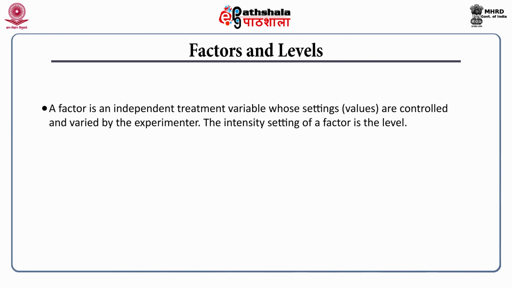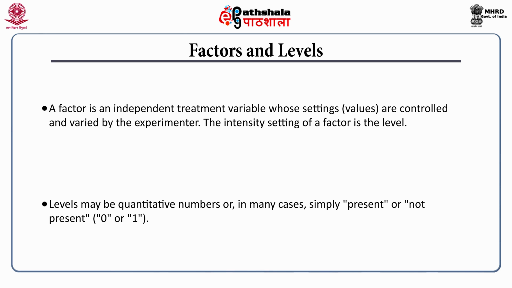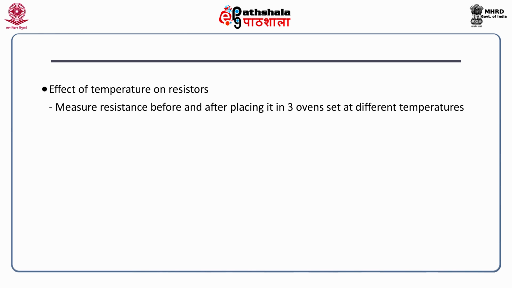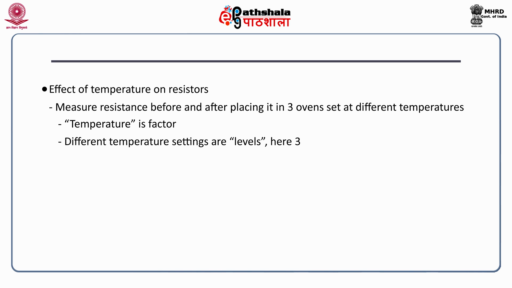A factor is an independent treatment variable whose settings or values are controlled and varied by the experimenter. The intensity setting of the factor is called the level. Levels may be quantitative numbers or in many cases simply present or not present, or 0 or 1. Effect of temperature on resistors is yet another example. Measure the resistance before and after placing it in 3 ovens set at different temperatures. Here the temperature is a factor, and different temperature settings are levels. So there are 3 levels for this particular factor. There is only one factor, which is temperature, so it's one-way ANOVA.